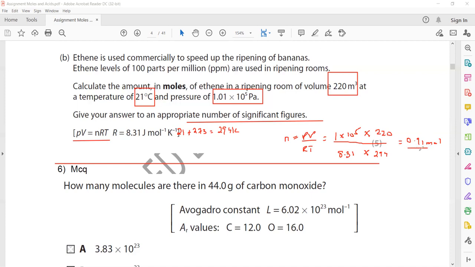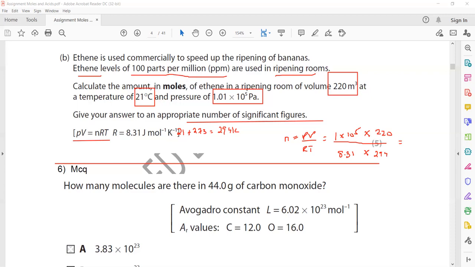This 0.91, because we need the moles of ethene here, as you can see, this part. They mentioned that ethene is used commercially to speed up the ripening, and calculate ethene level is 100 parts per million in the ripening room. So these are the number of the particles, but ethene will be 100 parts per million. That's a concentration of ethene is given.